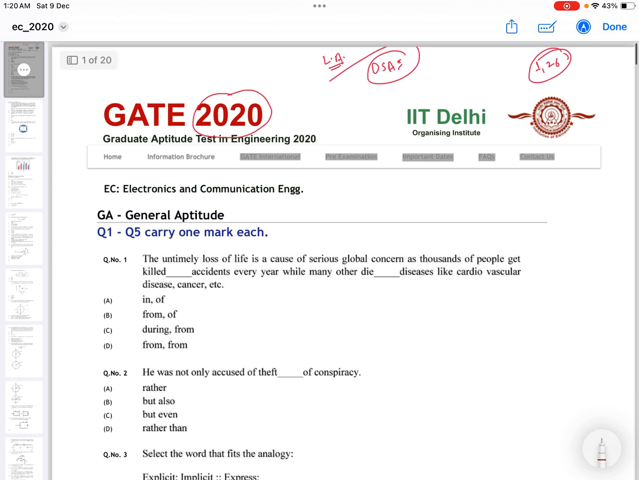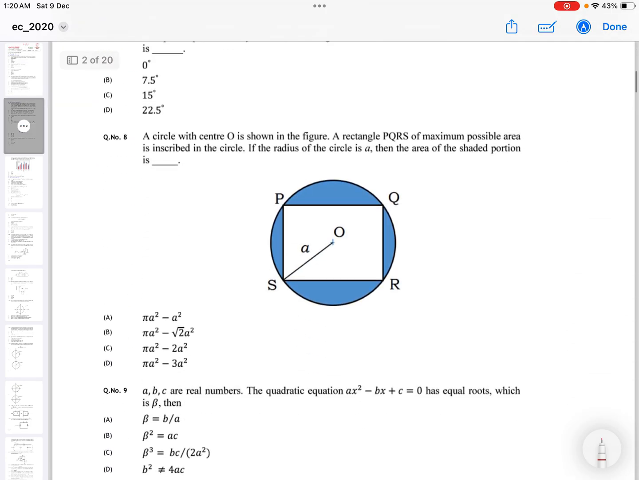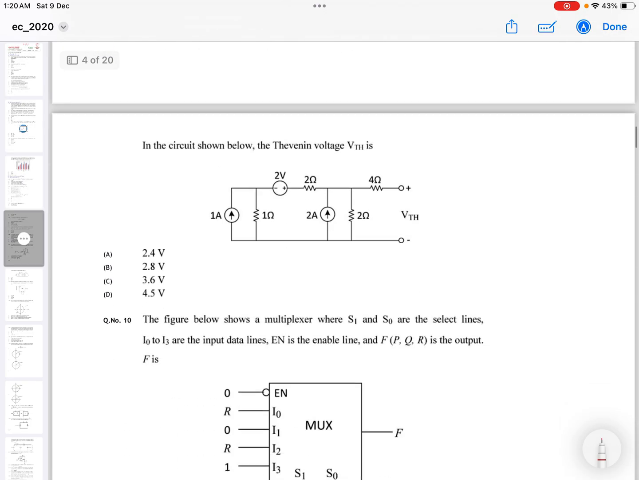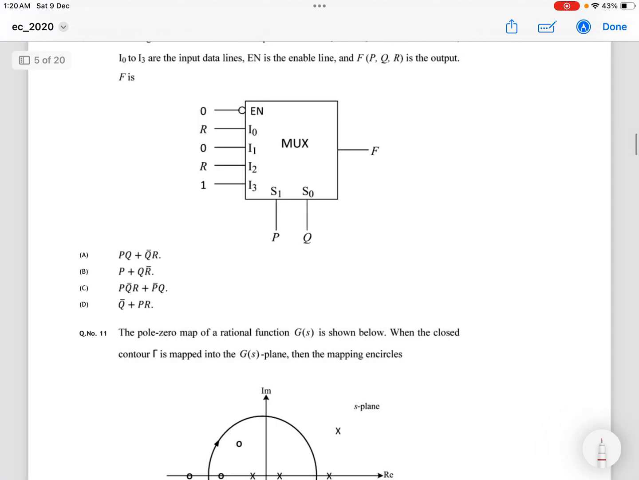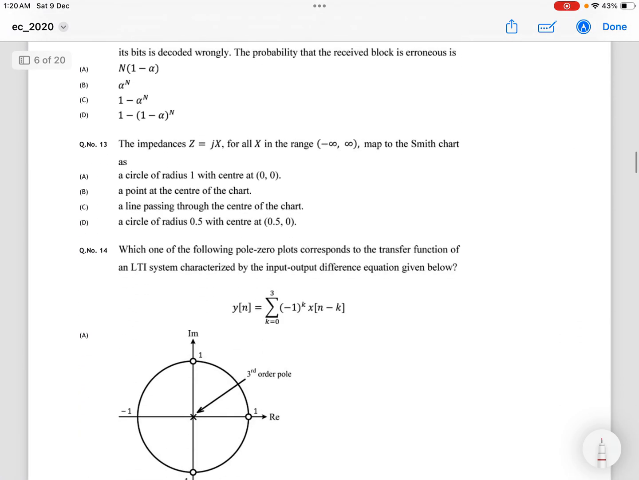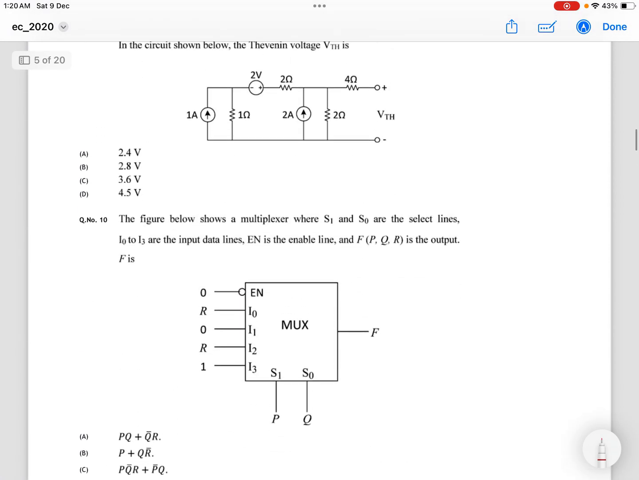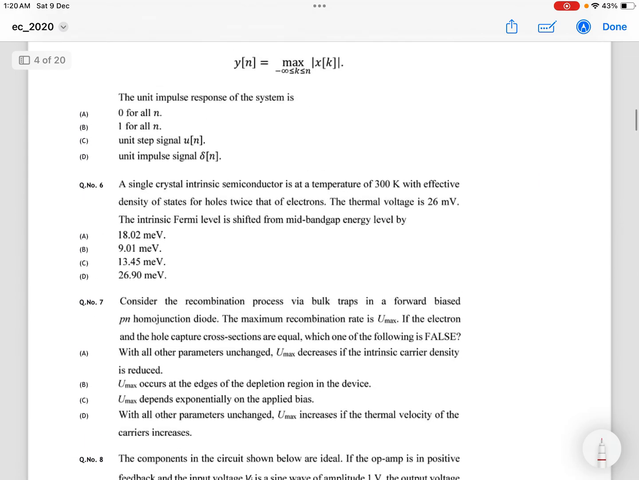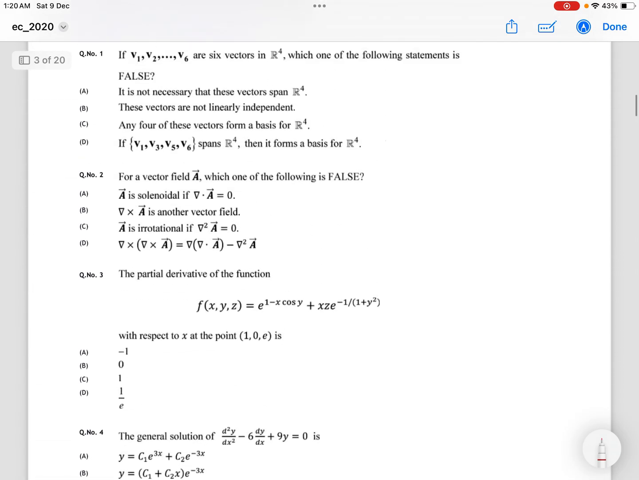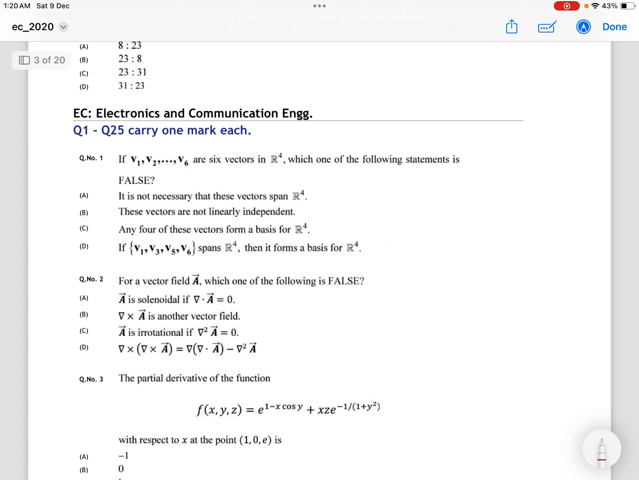So today we have only two questions, that is question number 1 and 26. So let's look at those questions. So question number 1. Okay, so question number 1 is here.